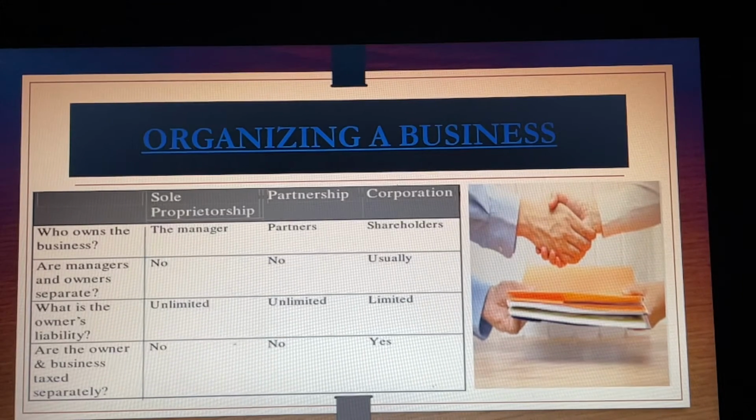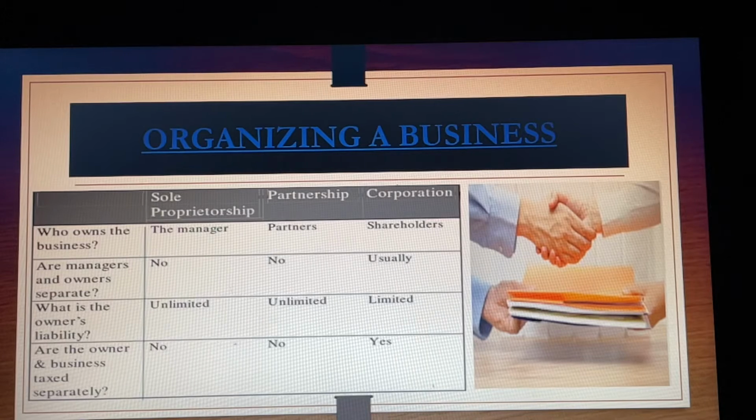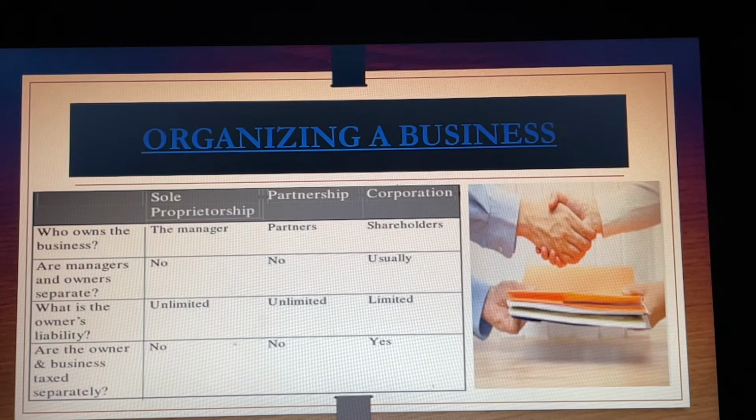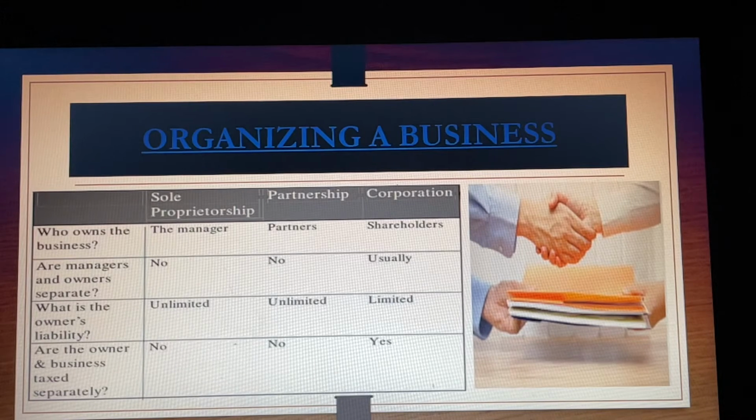The third question is, what is the owner's liability? Again for sole proprietorship and partnership, the answer is unlimited, while in the corporation, it is limited. Then the last question, are the owners and business taxed separately? For sole proprietorship and partnership, the answer is no, while in corporation, the answer is yes. Okay, let's proceed to another slide.